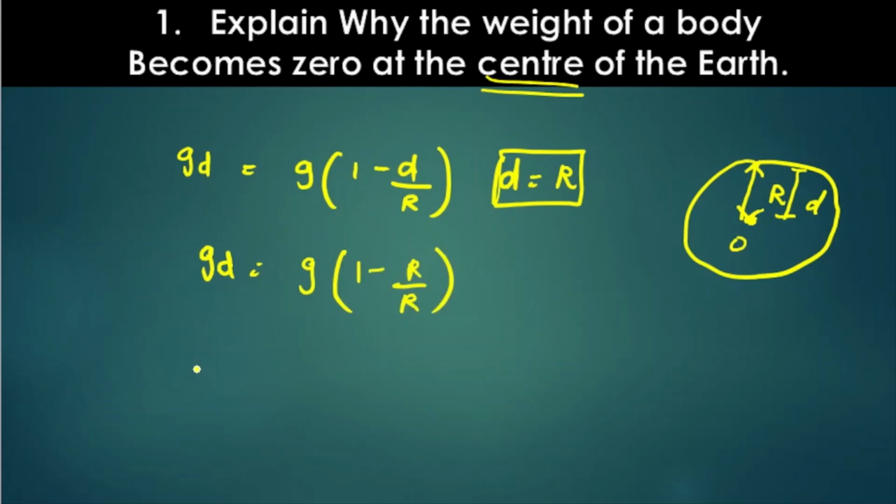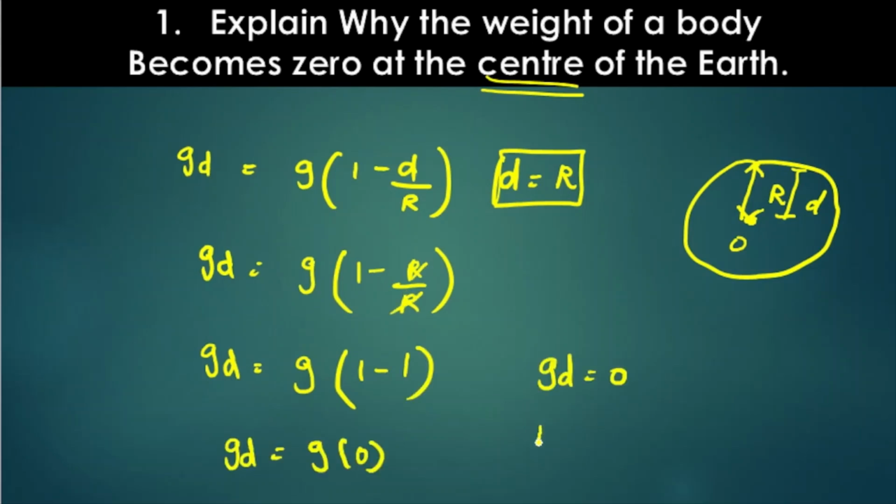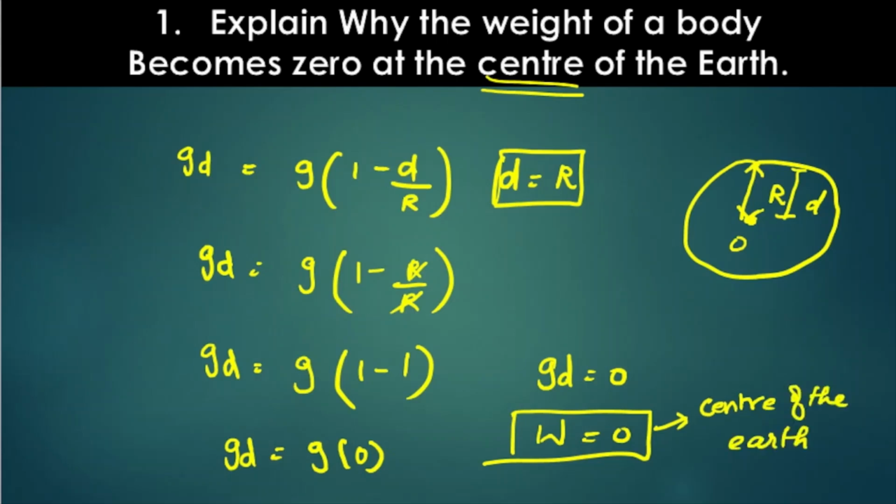Your gd is equal to g into (1 minus d by R), which becomes g into (1 minus R by R). R and R cancel out, so you get 1. Then gd is equal to g into (1 minus 1), which is g into 0. Anything into 0 is 0. So the acceleration due to gravity at depth is 0. Then the weight of the object at the center of the earth will also be 0. This is why the weight of the object at the center of the earth is 0. Clear? Hope you got this question. This is how you would explain it.